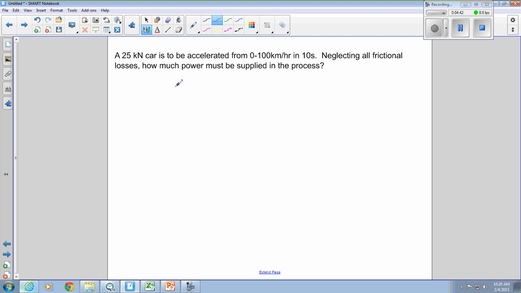What you have here is a situation where you can figure out the change in kinetic energy. We can assume the change in potential energy is zero because it's on the ground and it's going from one spot to another. Here's the car. It's going to go from one spot to another. If we call this our zero potential energy line, there's no change in potential energy.